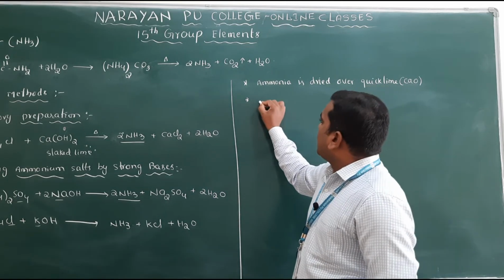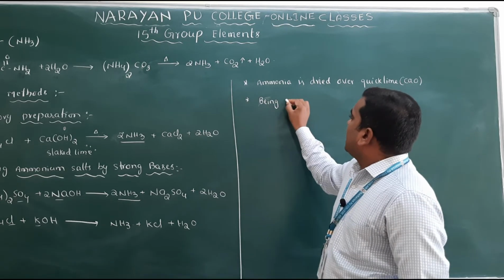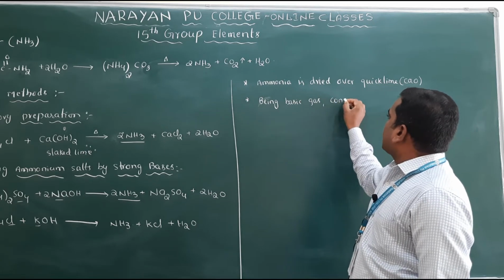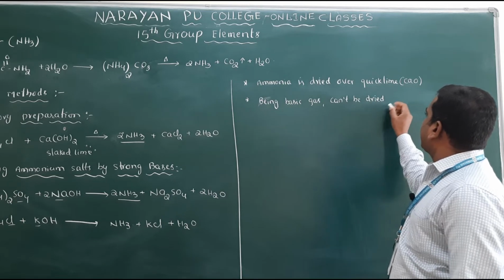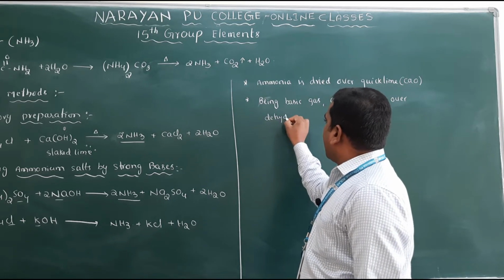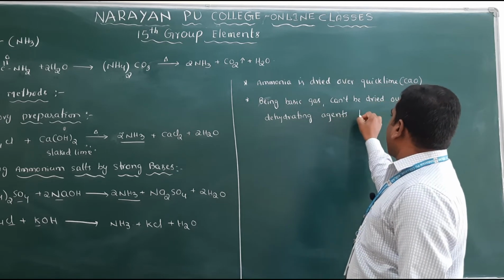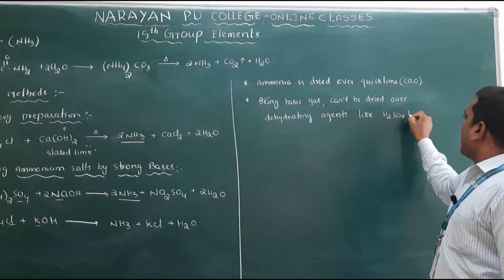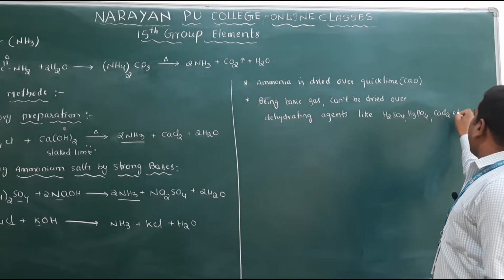So ammonia, being a basic gas, cannot be dried over dehydrating agents like concentrated H2SO4 or concentrated H3PO4 or calcium chloride, etc.